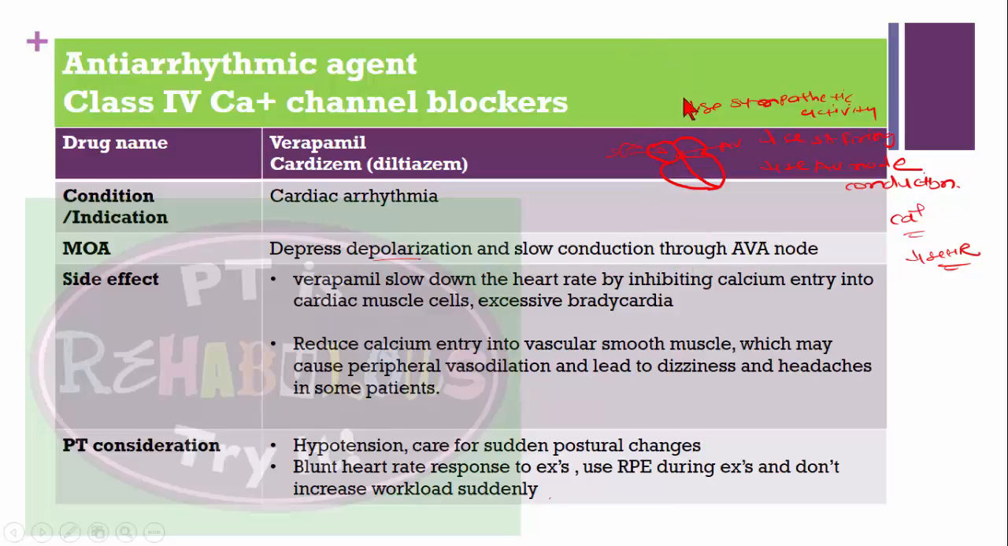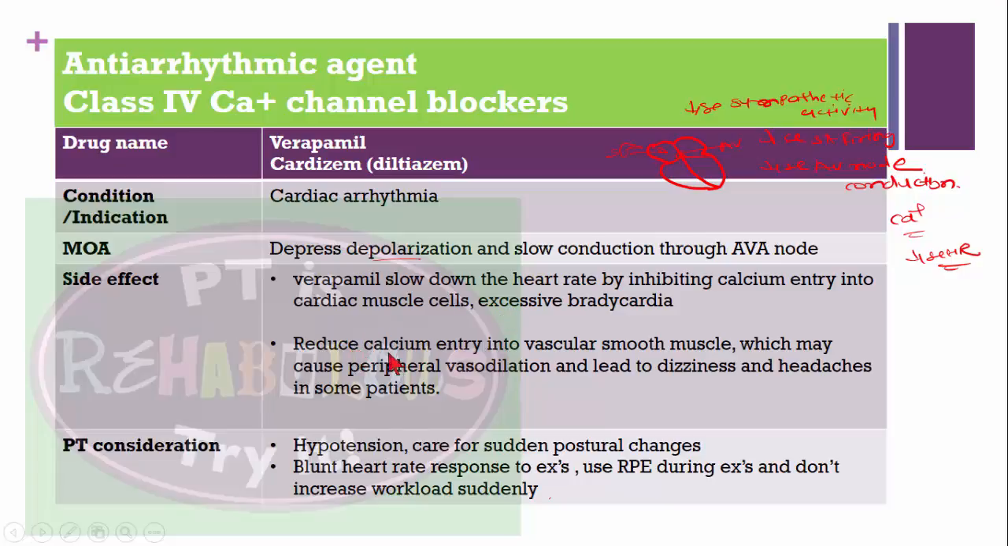In this diagram we can see the SA node and the AV node. When there is decreased sympathetic activity, there will be decreased firing at the SA node, and here we can notice that conduction velocity is decreased at the AV node, which causes a decrease in your heart rate. The main side effect of verapamil: it slows down your heart rate by inhibiting calcium entry into cardiac muscles, so there can be excessive bradycardia.